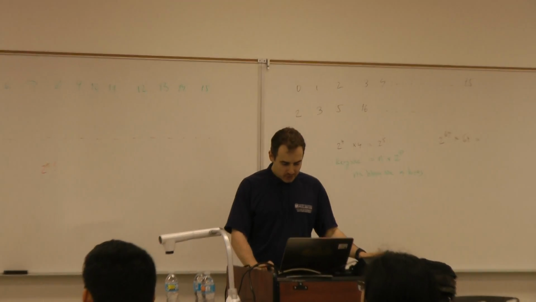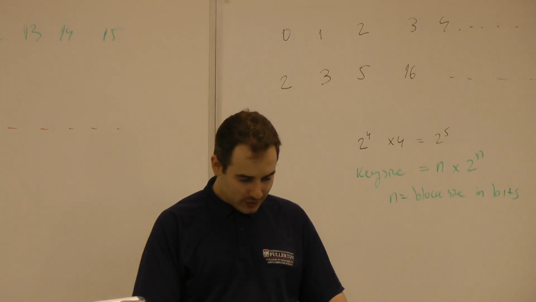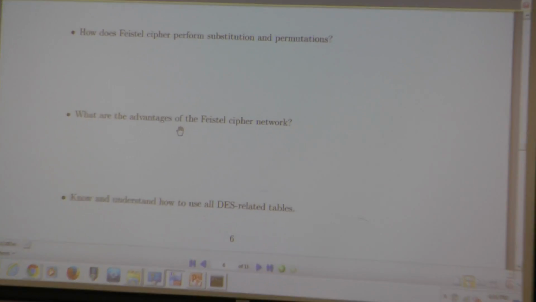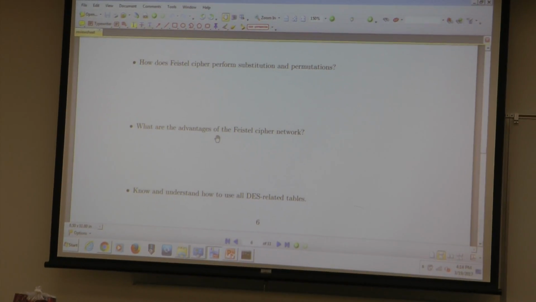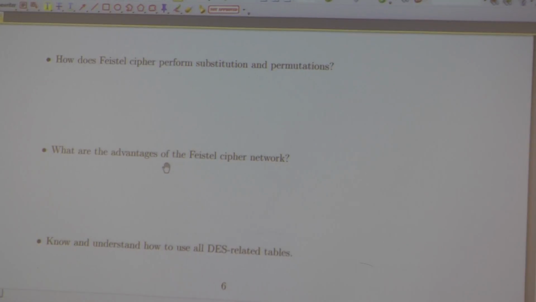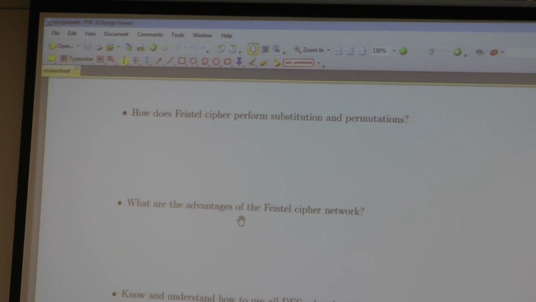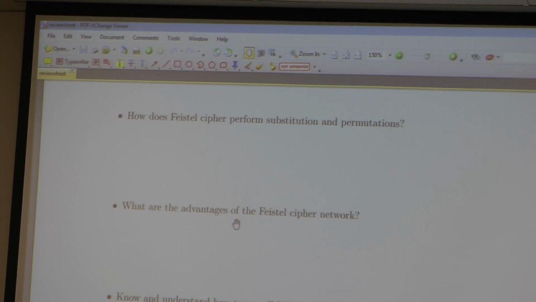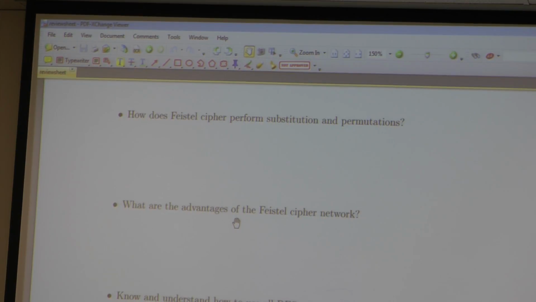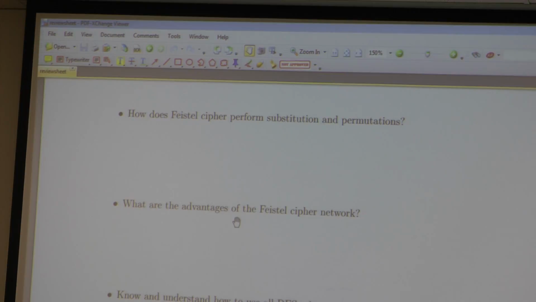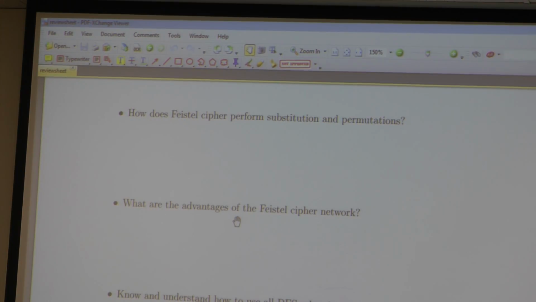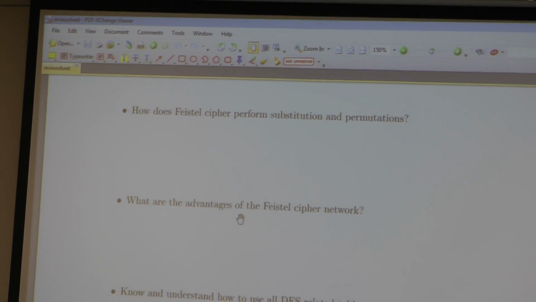Okay. So that's basically how the Feistel cipher works. Going back to the review sheet: how does the Feistel cipher perform substitutions and permutation? Well, substitution is that it runs the right-hand half of the text through a round function, which replaces elements of the right-hand half with some other elements based on the round key. And how does it achieve permutation? Well, it swaps the two halves of the text, and it does that for multiple rounds.